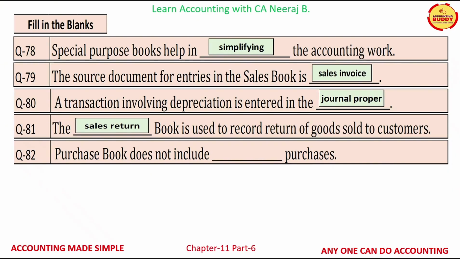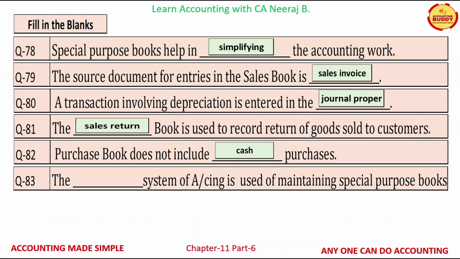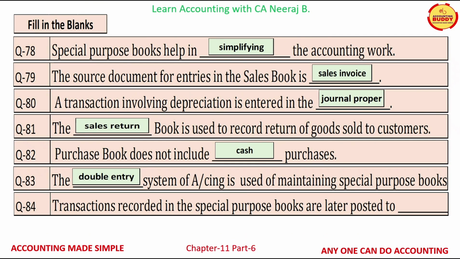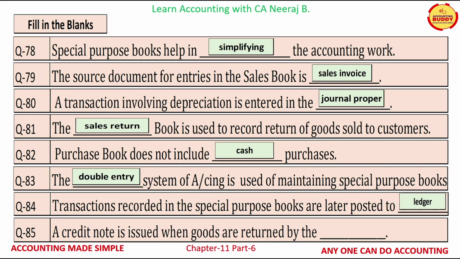Question number 82. Purchase book does not include dash purchases, and the correct answer is cash purchases. Question number 83. The dash system of accounting is used for maintaining special purpose books, and the correct answer is double entry. Question number 84. The transactions recorded in the special purpose books are later posted to dash, and the correct answer is ledger. Question number 85. A credit note is issued when goods are returned by the dash, and the correct answer is by the customer.